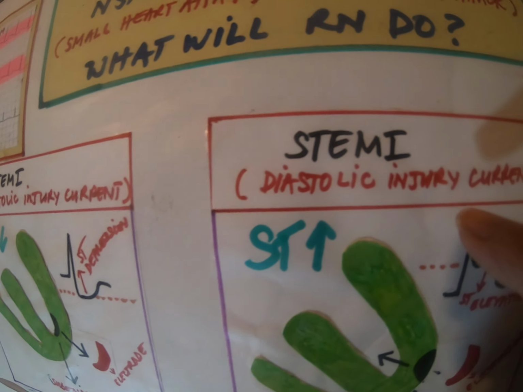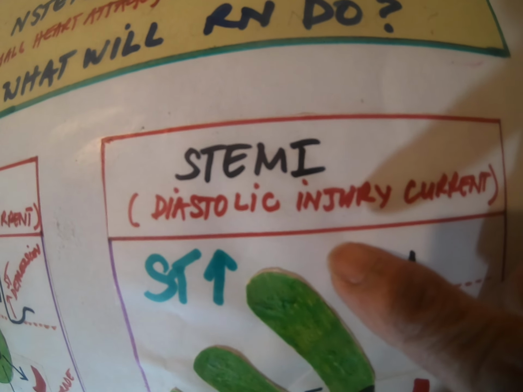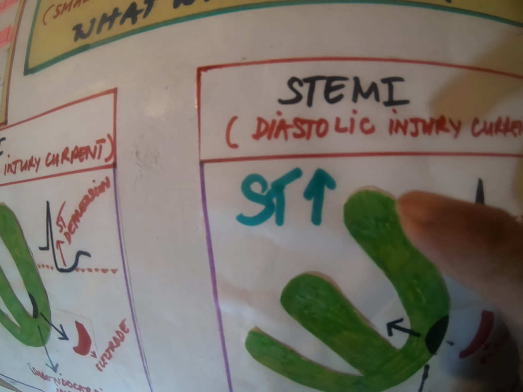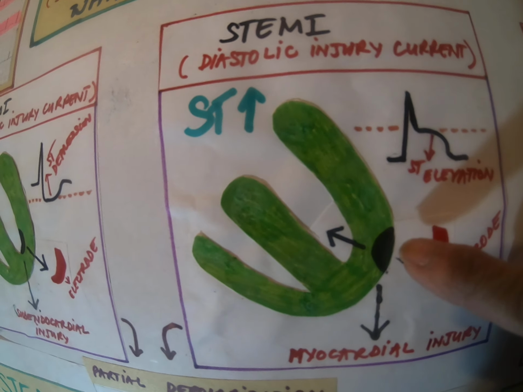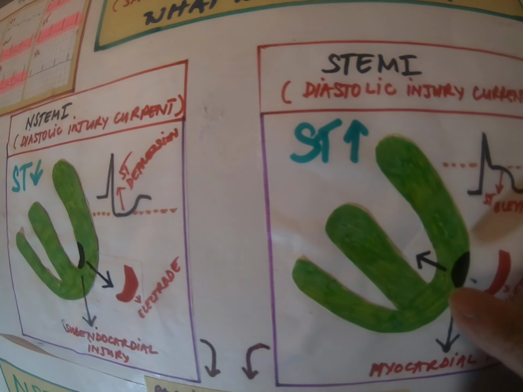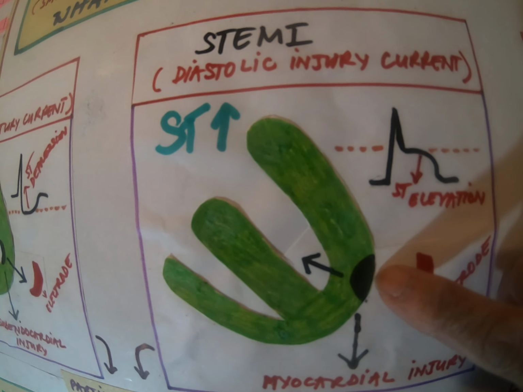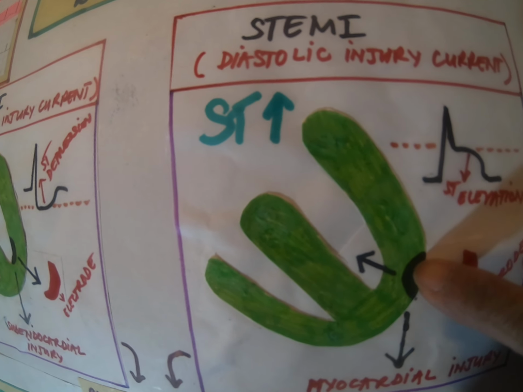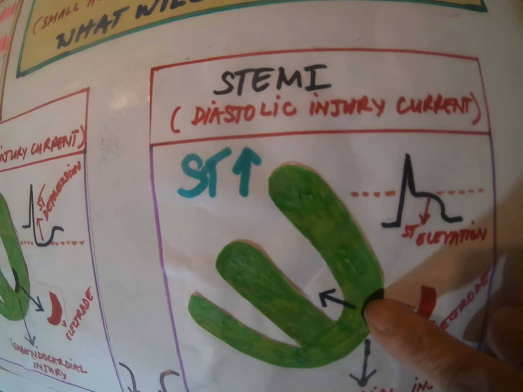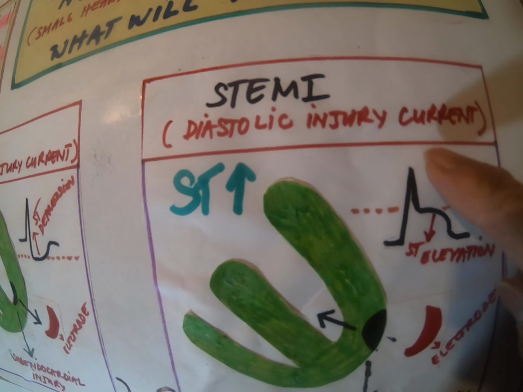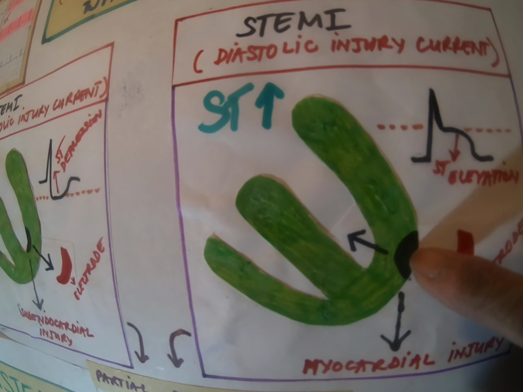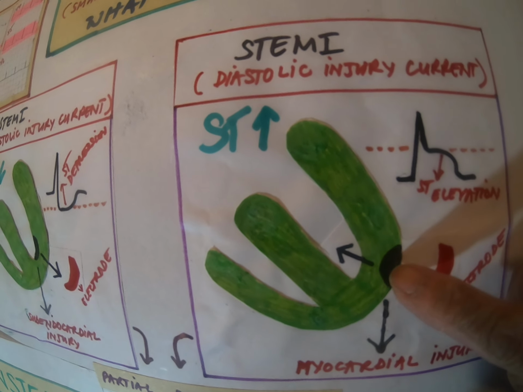In the case of STEMI, based on the diastolic injury current, why do we have an ST elevation? We have a myocardial injury here. Remember, in the non-STEMI, it is subendocardial, but in STEMI, we have a myocardial injury. Actually, it starts from the epicardial down to the muscle, deeper. Okay, so again, we base it on the diastolic injury current in here. Ionic leak will come from the injured myocardium.